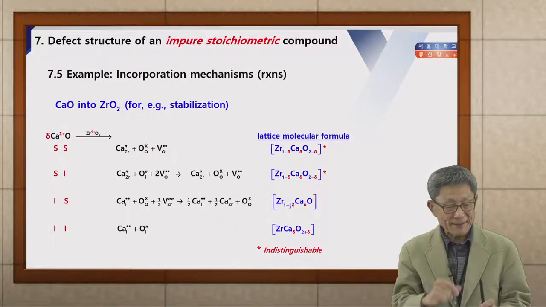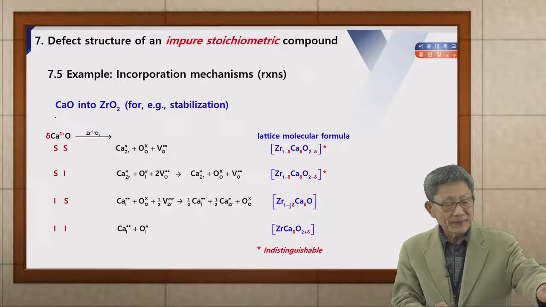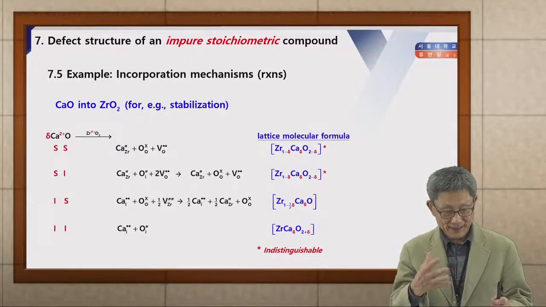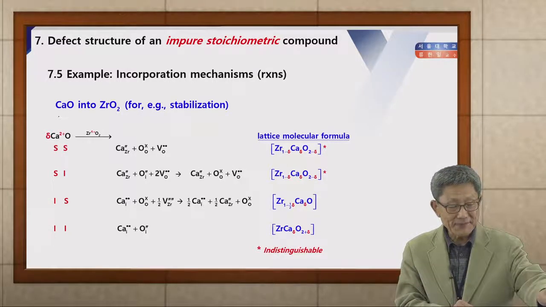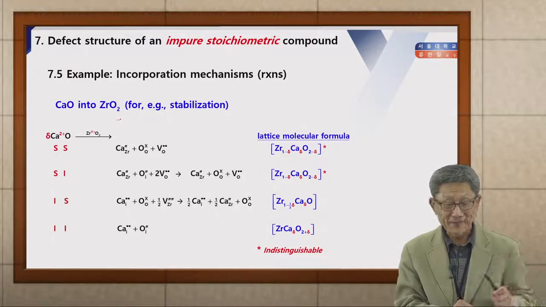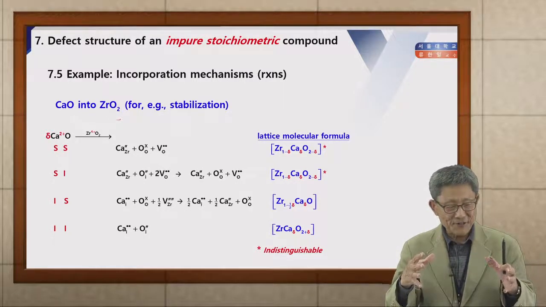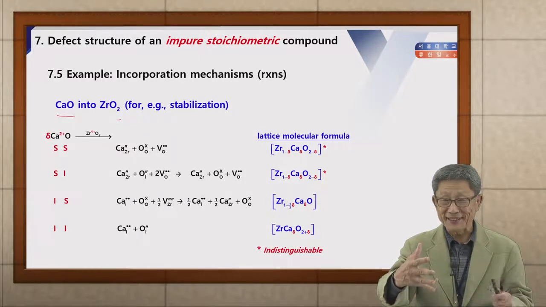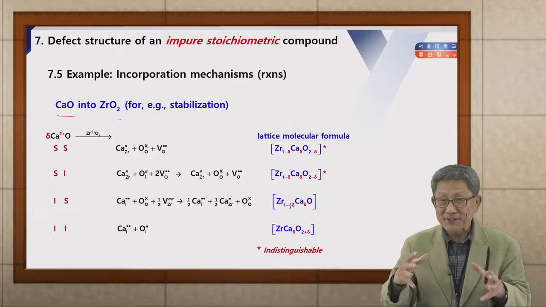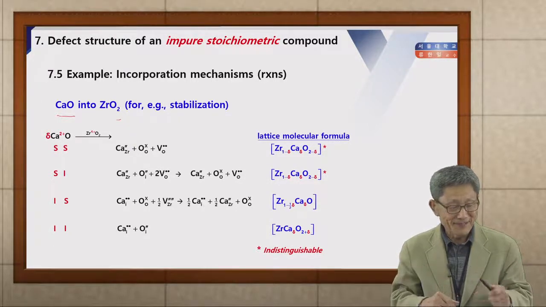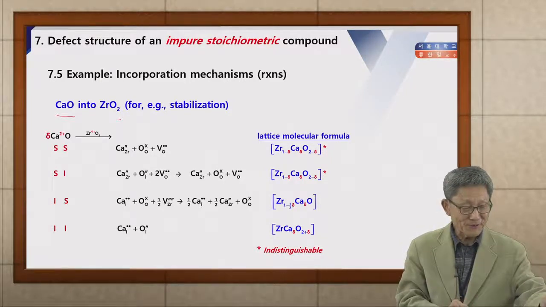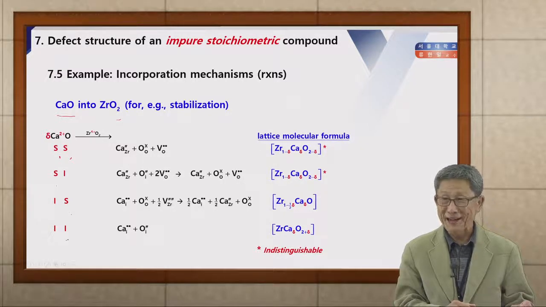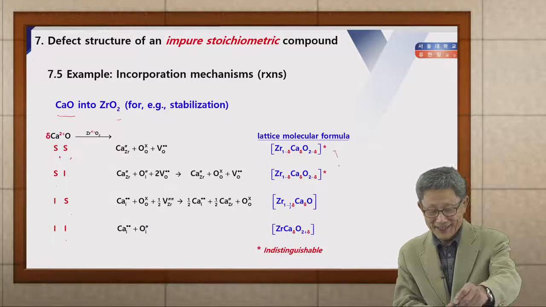Okay, this is actually an example which I would like you to try just for yourself. This is a really famous incorporation reaction, namely the calcium stabilization of zirconia. Normally, to stabilize the cubic structure of zirconia, you incorporate calcium oxide or yttria into its host lattice. By doing that, you can keep the zirconia structure in cubic. Now again, as I told you, there are only 4 possibilities: SS, SI, IS, II. I would like you to try how this result turned out.